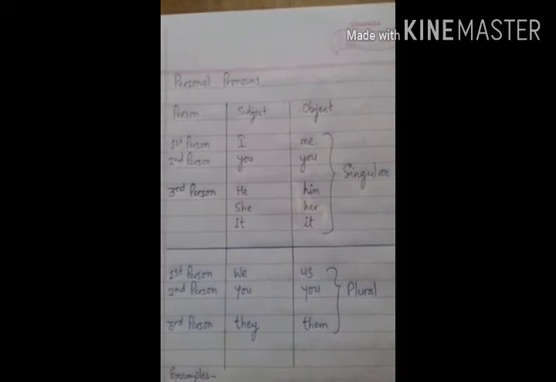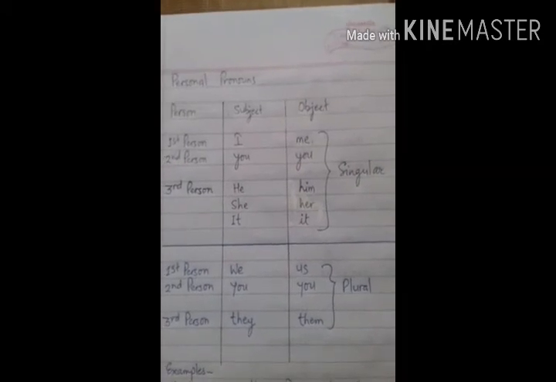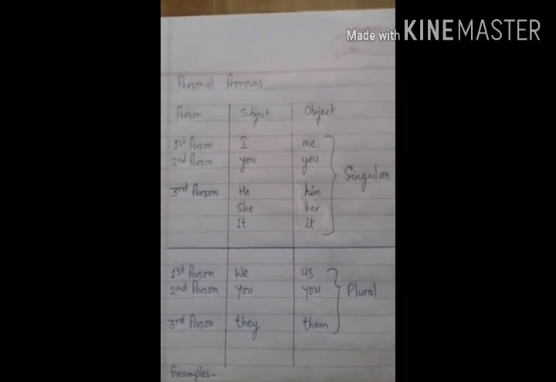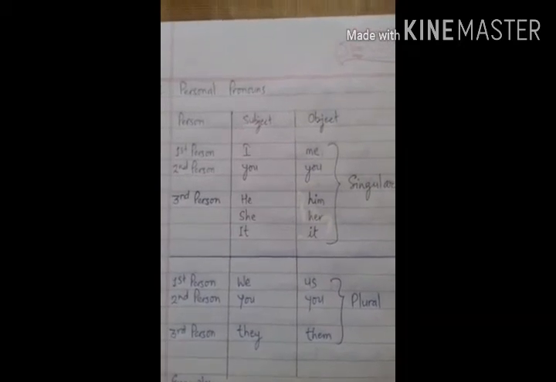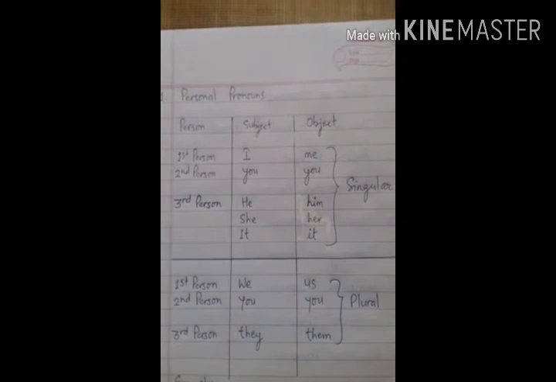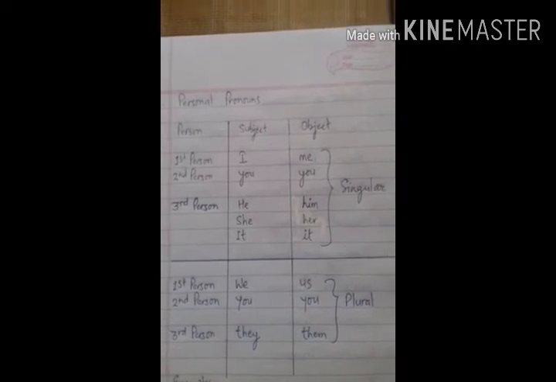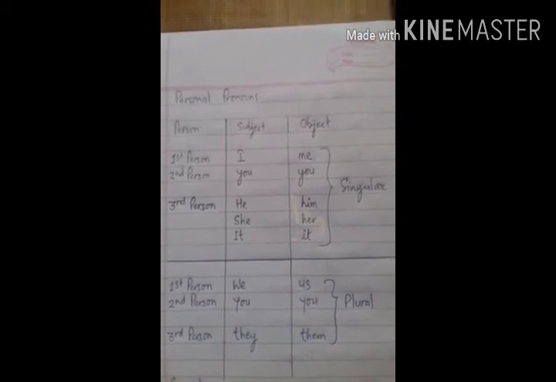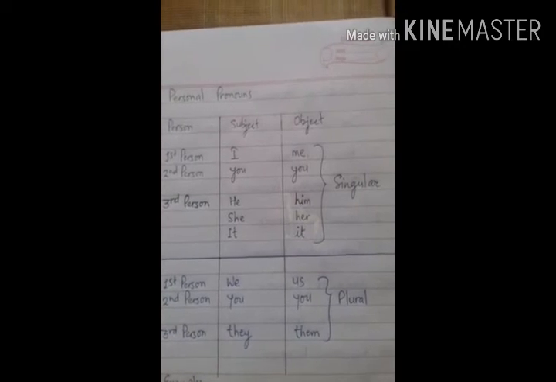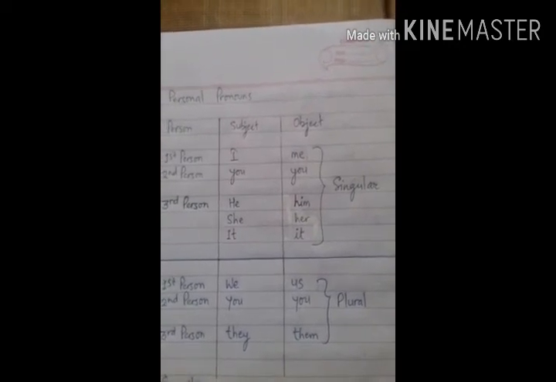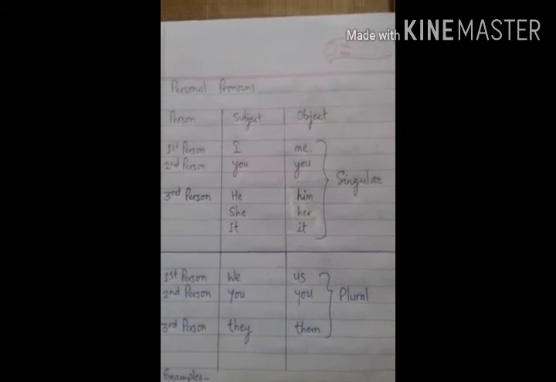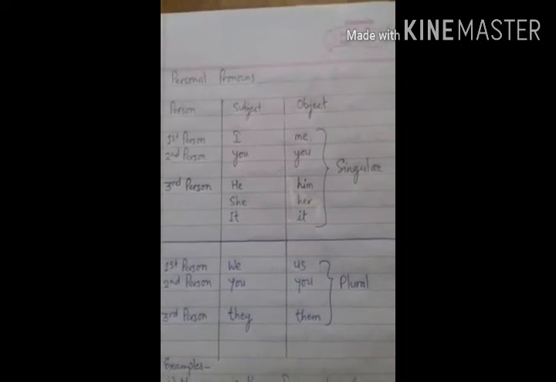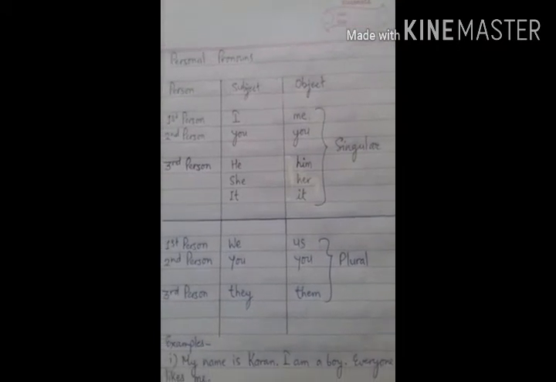Now if I refer or speak about places, animals, or anything, and if those referring nouns are singular, then I will use "it". So "it" can be used both as a singular subjective and singular objective pronoun. Okay, we will understand it later with the help of examples. So these all were singular subjective and objective pronouns.